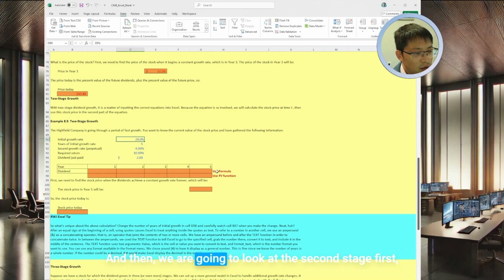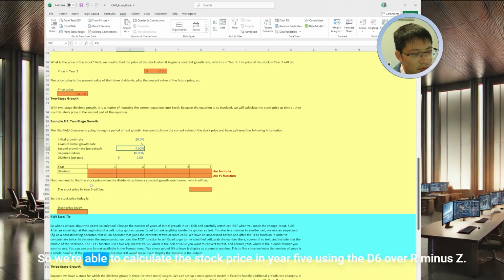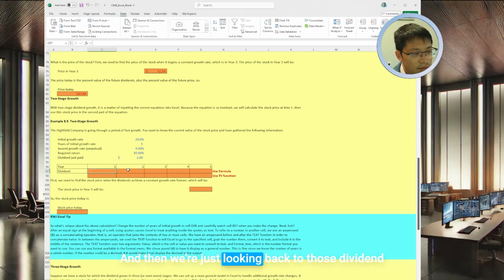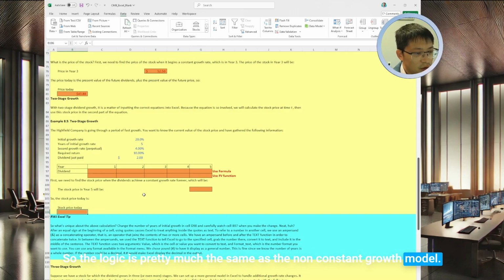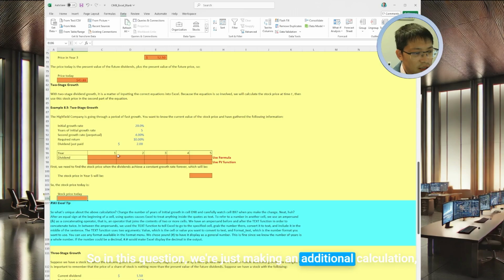And then we are going to look at the second stage first, in that in the second stage, these companies become a constant growth model at 4%. So we're able to calculate the stock price at year 5, using D6 over R minus g, and then discount it back, plus the stock price, to get the final price as of today. The logic is pretty much the same as a constant growth model. In this question, we're just making an additional calculation, which is the formula to calculate within 5 years.